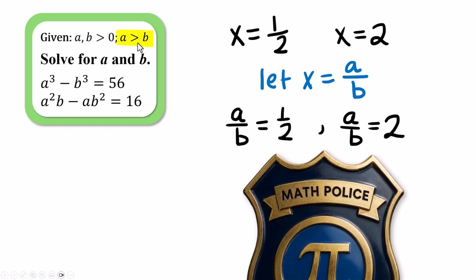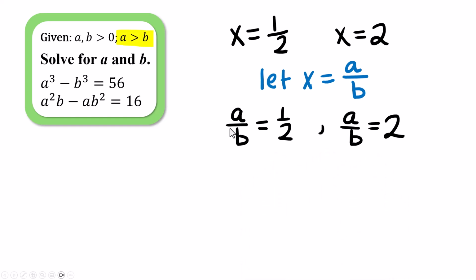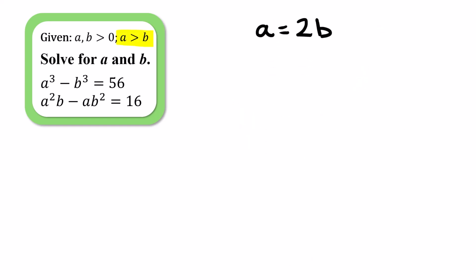Oh, a is bigger than b. Go back to the constraints. This is not possible. A is bigger than b, so there's no way it's going to equal 1/2 if you have the a as the numerator. So good, one less thing to think about. Now it's simple. Multiply both sides by b. A equals 2b. Okay, we're here.